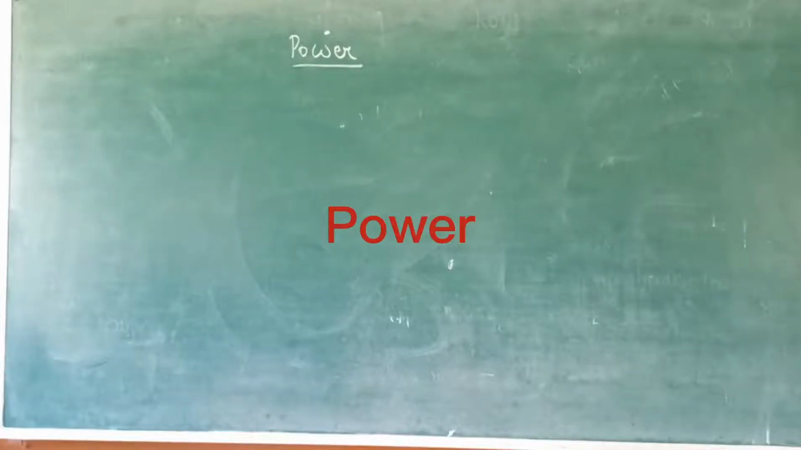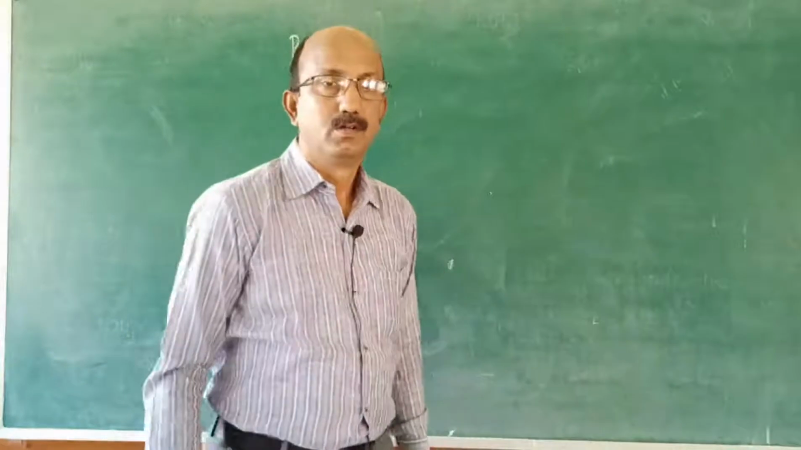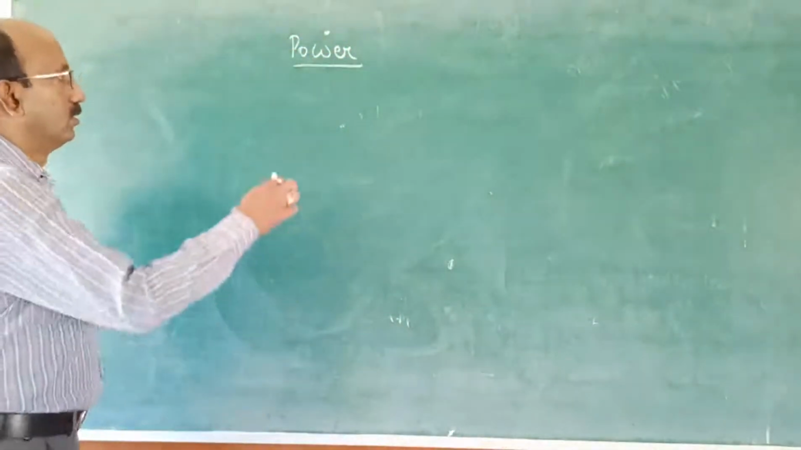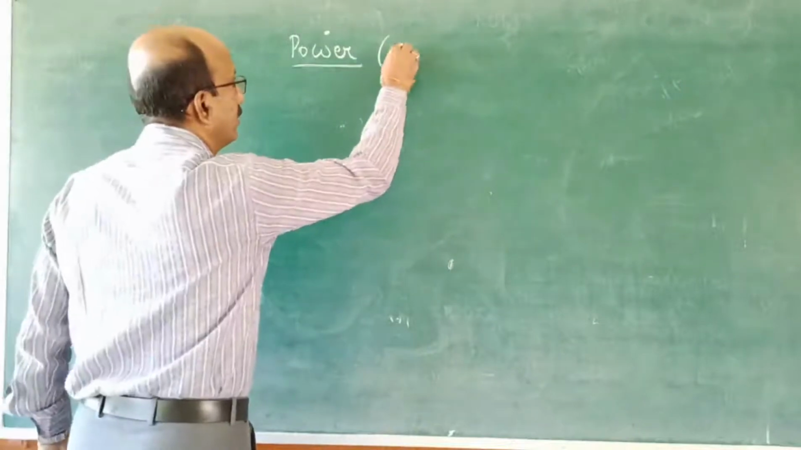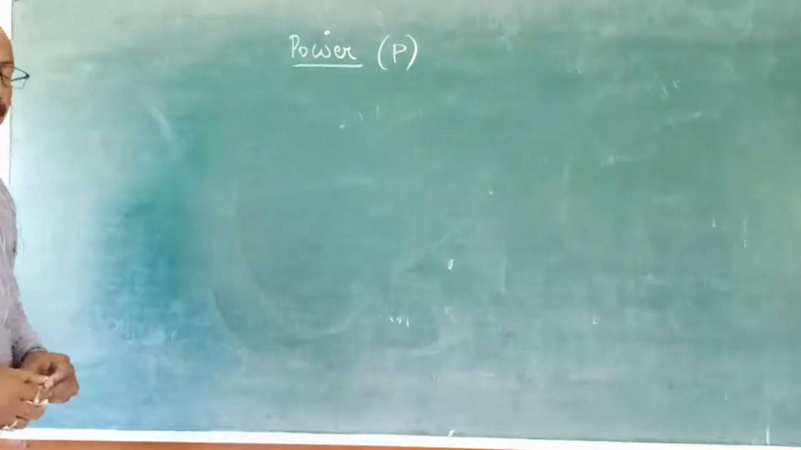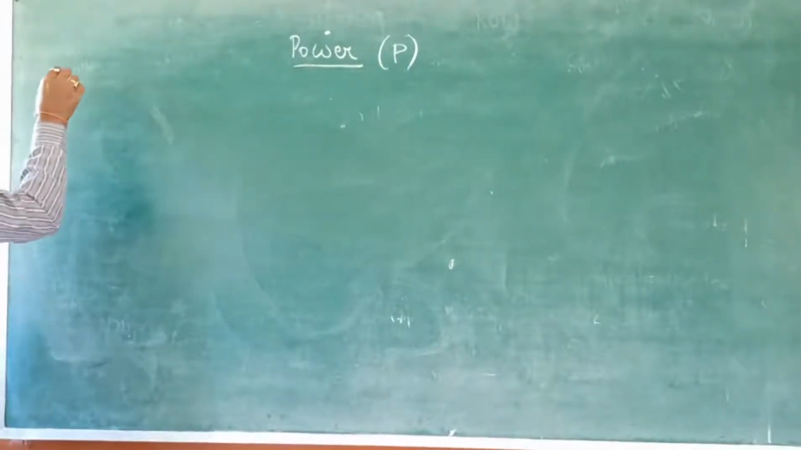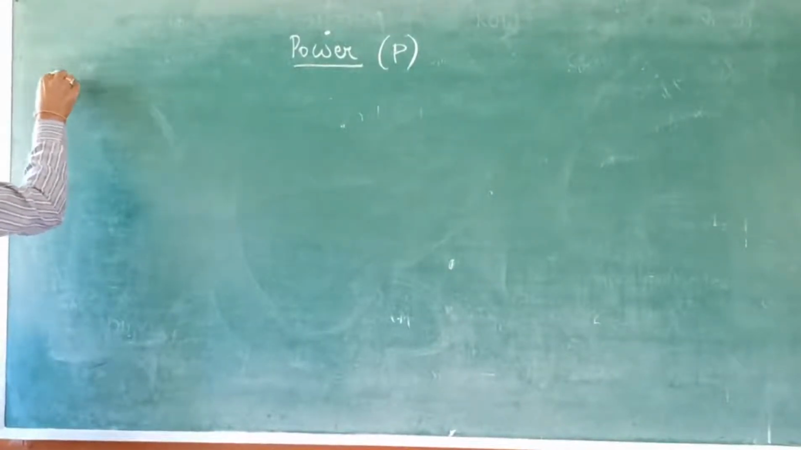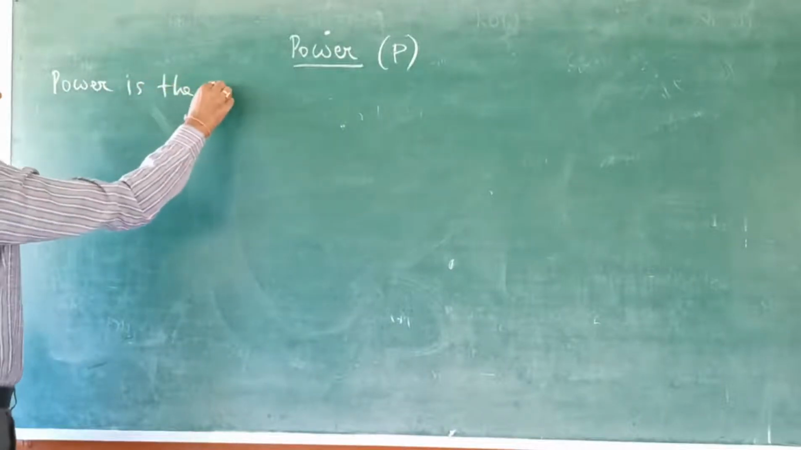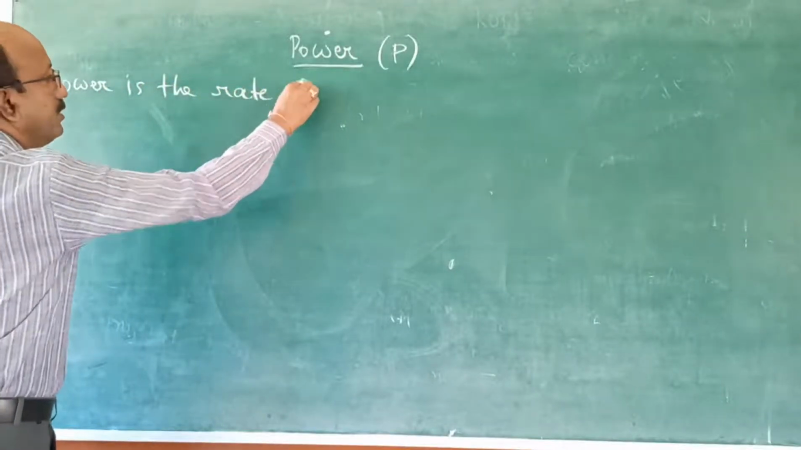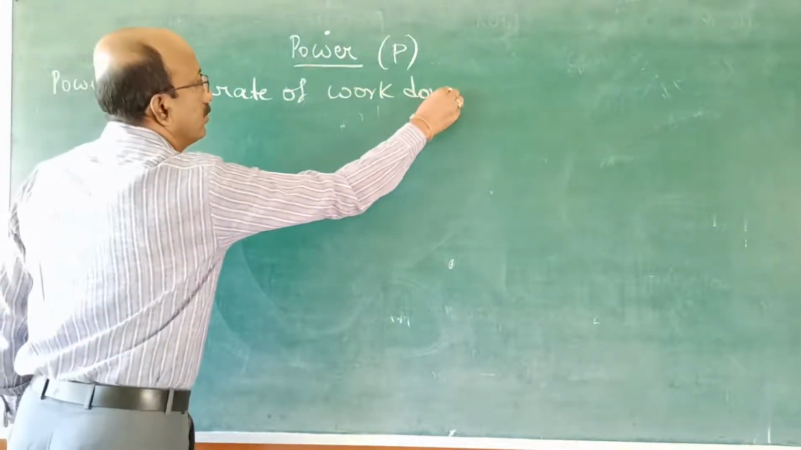Good morning. Today we define a term called power. Power is represented by the symbol P. Now what is power? Power is the rate of work done.